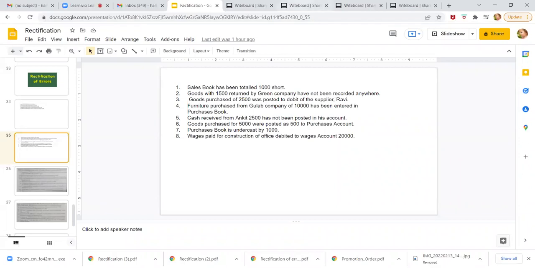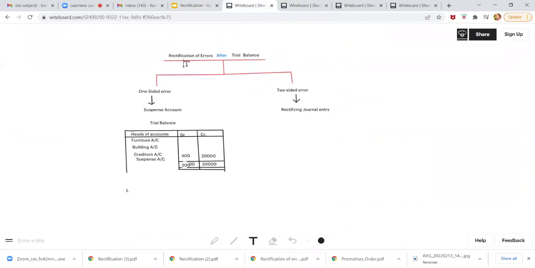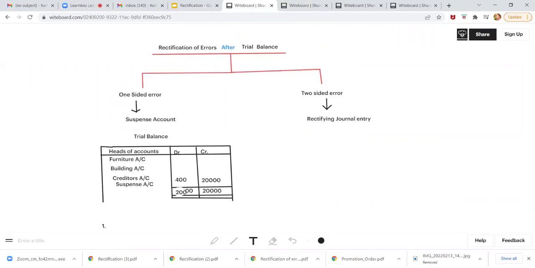All right. So, till now, we have discussed the rectification of error after the preparation of trial balance but before the preparation of final accounts. And in this, we have discussed two types of errors. First is one-sided error, another one is two-sided error. In the one-sided error, we will rectify this error by creating suspense account, and two-sided error will be rectified by passing rectifying journal entry.